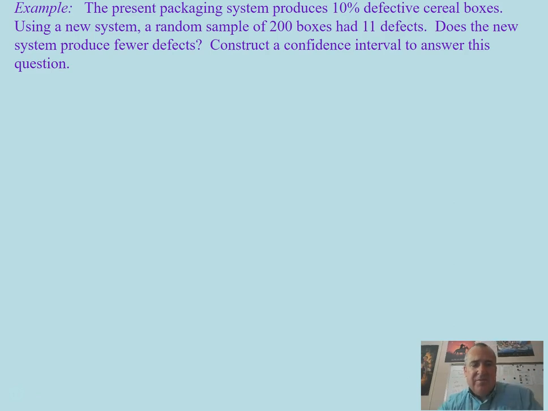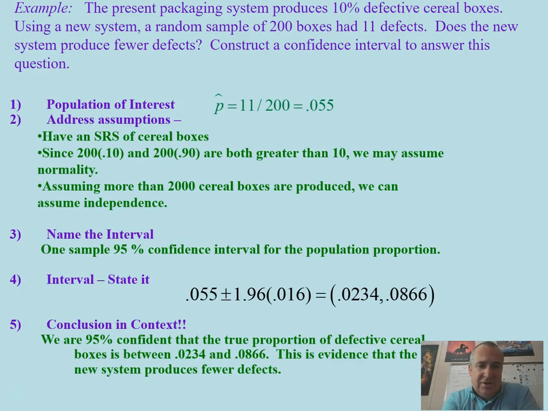Here's the first example. The present packaging system produces 10% defective cereal boxes. We're going to use a new system with a random sample of 200 boxes. It had 11 defects. The question is, does the new system produce fewer defects? Well, let's construct a confidence interval to answer this question. So here it is, all written out. Notice that I am using p hat. The p hat that we had was 11 out of 200, which is 0.055.